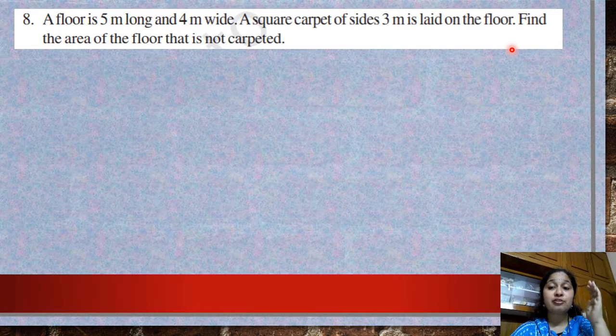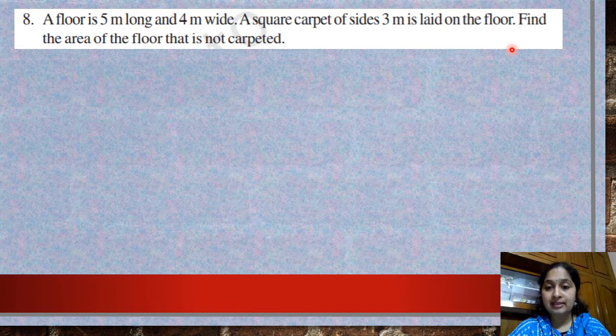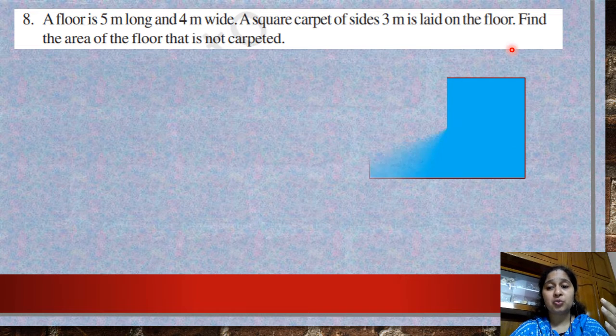So you can imagine the floor, children, and you can also imagine a carpet placed on the floor. So find the area of the floor that is not carpeted. So we are not placing the carpet all over the floor. We're placing the carpet only to a small amount of space of the floor. And they are asking the area of the remaining floor, which is not carpeted. I hope by now you have imagined what exactly the question is about. So let's see it through a figure.